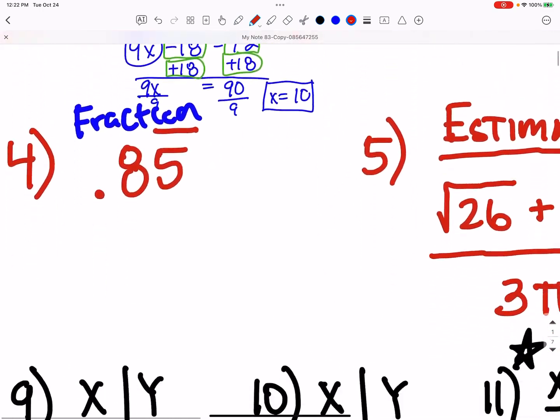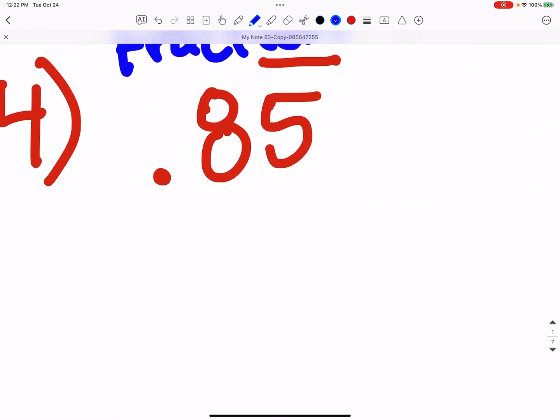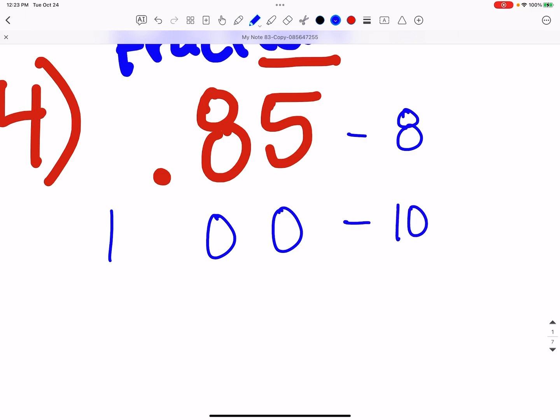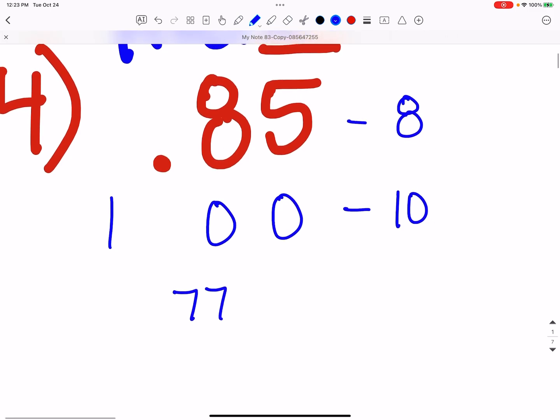Okay, let's see. This is the ones, the tens, the 100 spot. From the 85, I'm going to subtract 8 because it's not covered, and from the 100, I'm going to subtract 10 because it's not covered, and we are at, what is that, 77 90ths? And there we go, 77 90ths.